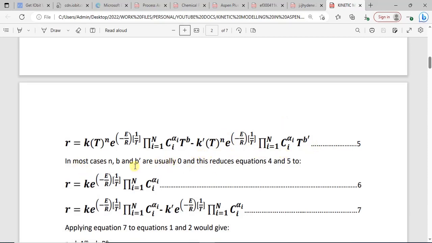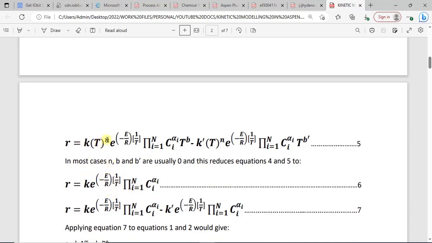So now if we make an assumption about n here, and then b as well, right? So we have T raised to power n and T raised to power b. If we make the assumption that n, b and b prime are 0, this equation 5 will reduce to equation 7, and then equation 4 would reduce to equation 6, right? So you have all of that.